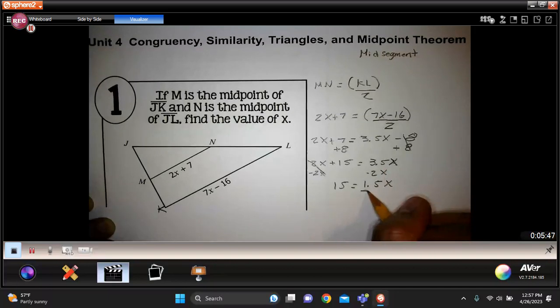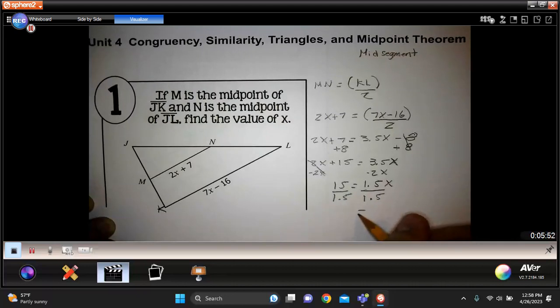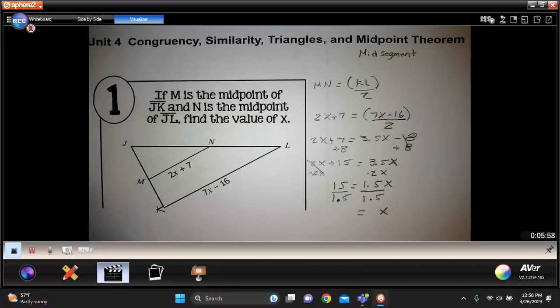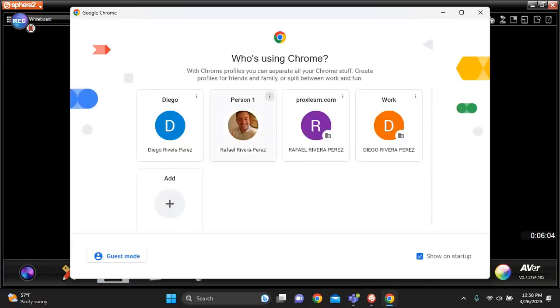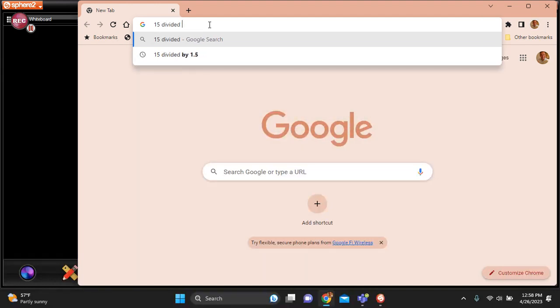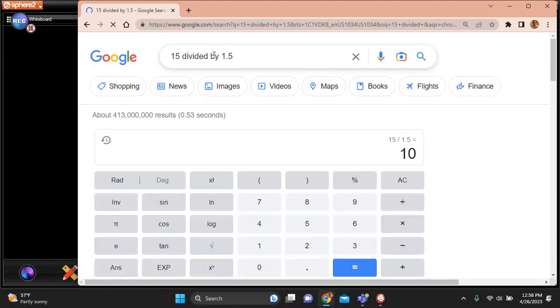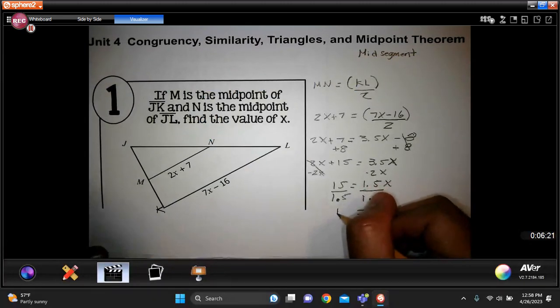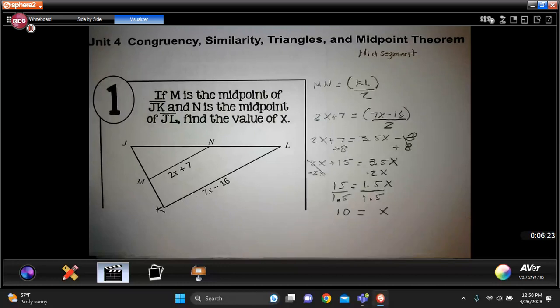Now let's finish this by dividing all this by 1.5 on both sides, in order for me to find the value of x. We're not dividing 15 by 15, so just be careful. Now, because it's a decimal, if you prefer to just do that calculation in your calculator, that's fine. So I can go ahead and divide 15 by 1.5, and that's just going to be 10. That's the value that I need for the value of x.